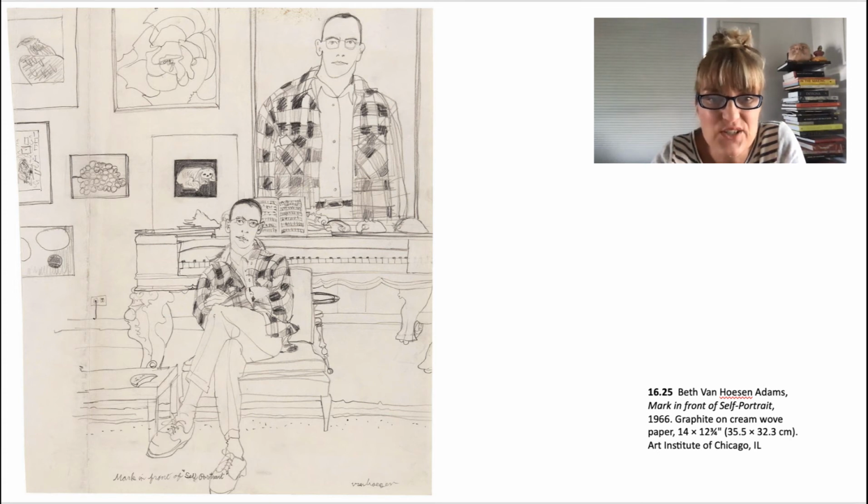So this is an interesting drawing. This is Mark in front of a self-portrait. So Mark is an artist. He drew a self-portrait of himself, and this artist drew him in front of his self-portrait. So a portrait of a portrait. A portrait of a man and his portrait.